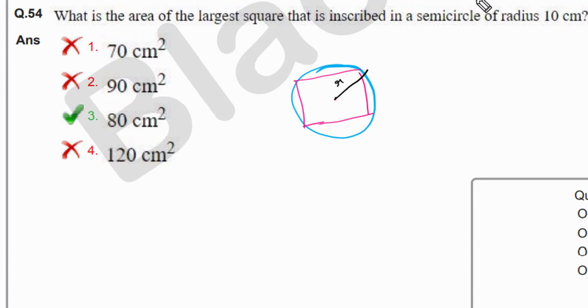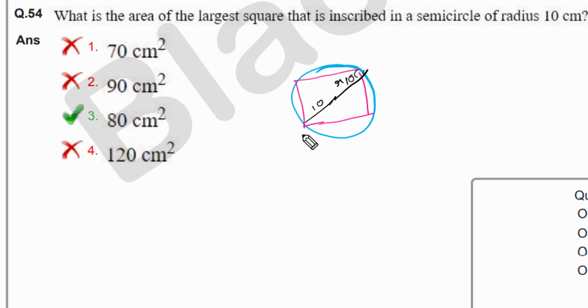What is the area of the largest square that is inscribed in a semicircle of radius 10 centimeters? So we have a square here and it is inscribed in a circle, and this is the radius of the circle, from the center to the circle. This is the radius. Now, this value is 10 centimeters, right? So the diameter will be another 10 centimeters.